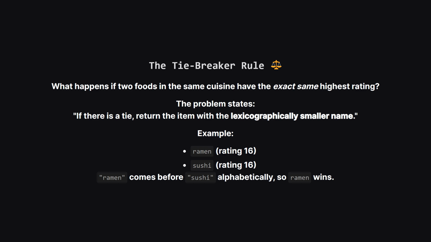Now there's a crucial detail we can't miss: the tiebreaker rule. What if two foods, say sushi and ramen, both have a top rating of 16? The rule says the food with the lexicographically smaller name wins. In simple terms, that means the one that comes first in the dictionary. Since ramen comes before sushi alphabetically, ramen would be our answer. This is a key requirement for our design.